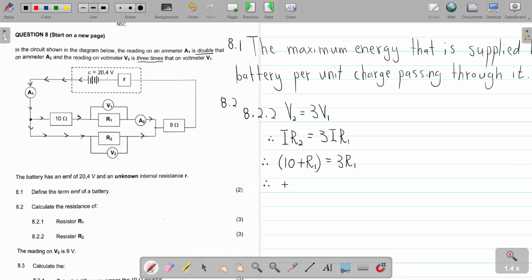So this means that therefore 10 equals 2R1, because if we bring it this side, it will subtract. So it means therefore R1 will then be equal to 5 ohms. R1 will be equal to 5 ohms. We divide by 2 on both sides here to remove the 2 here. Then we are left with R1, which is 5 ohms.